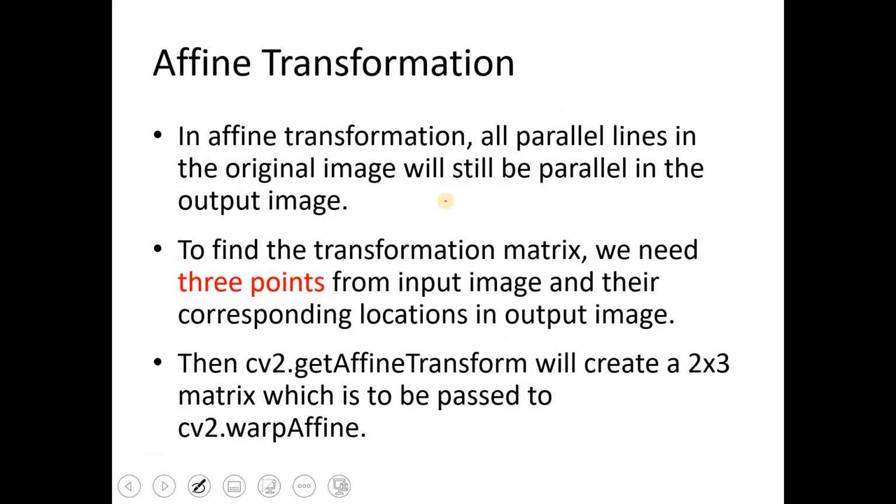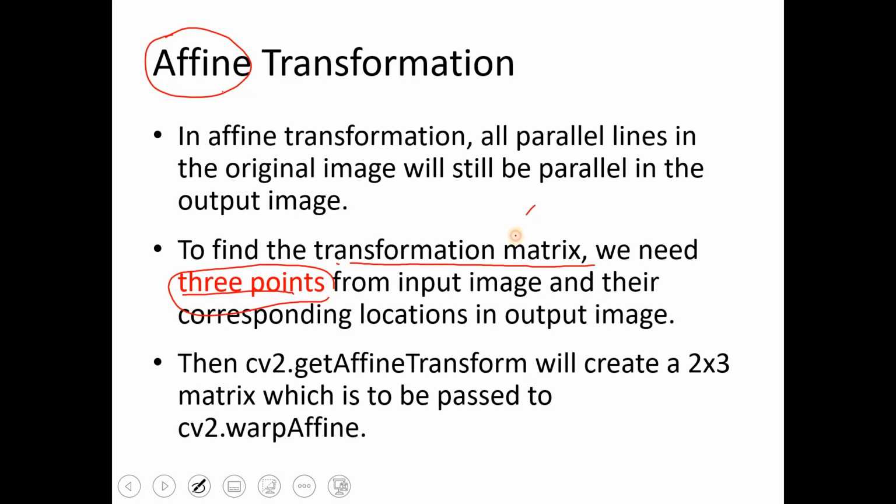So for affine transformations, remember the important definition, and this is also for the shear and the aspect ratio, that parallel lines are not disturbed. Parallel lines that are in the original image still remain parallel in the output image. To perform the affine transform, you need the transformation matrix, as we did previously in other approaches.